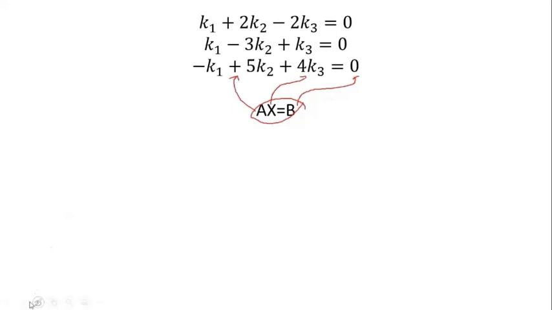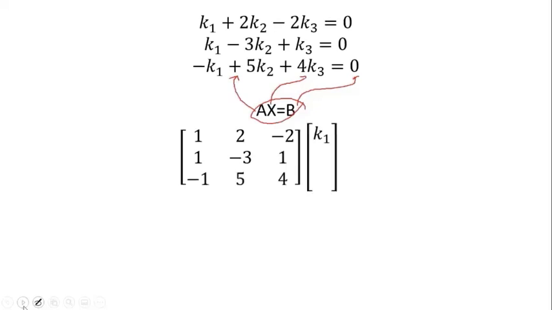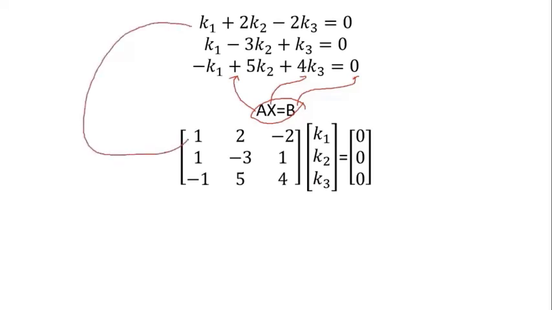So let us put the values in AX is equal to B. A is 1, 2, minus 2; 1, minus 3, 1; minus 1, 5, 4, multiplied by k1, k2, k3, and the right hand side is equal to 0, all the elements are 0. How are we writing this matrix? From the first equation, the coefficients of k1, k2, k3 we write as the first row.